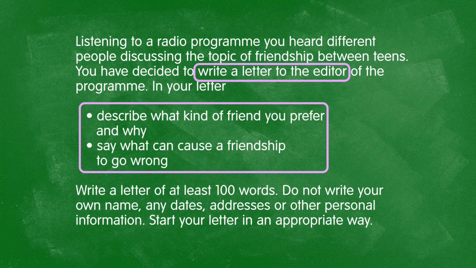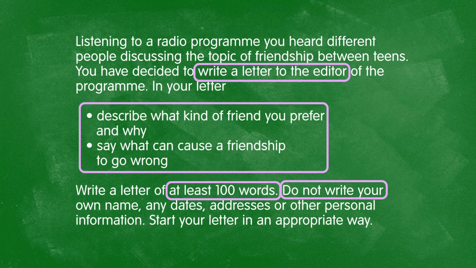Other places give you ideas of how to plan the letter that you'll be writing. Here, we say specifically, in your letter, describe what kind of friend you prefer and why, and say what can cause a friendship to go wrong. Now, these here will give you your structure. They tell you what you need to talk about. And finally, they say, write a letter of at least 100 words. Again, you have a word limit. You need to write at least 100. And they also say, do not write your own name, any dates, addresses, or personal information. If you include this information, you will lose marks. So, you should take into consideration what information should and should not be included in your letter, and they will always give you this in the prompt.